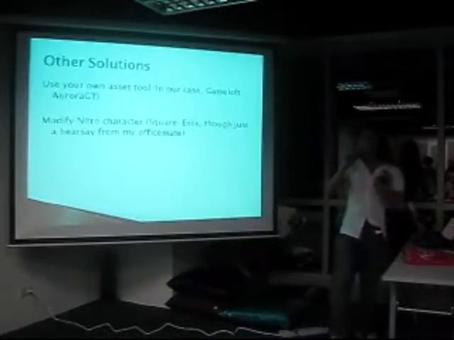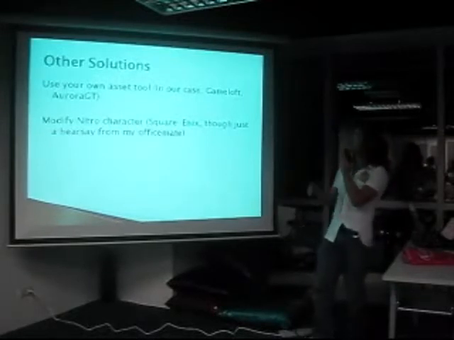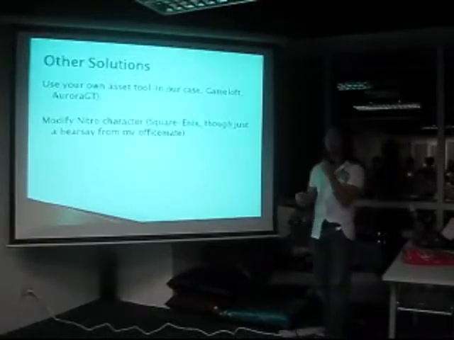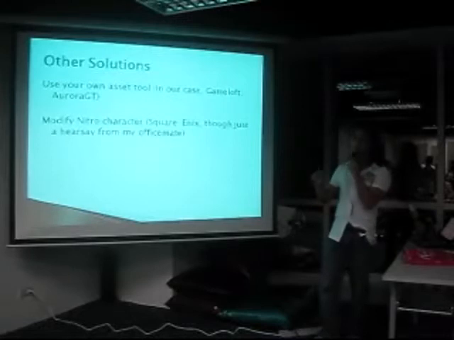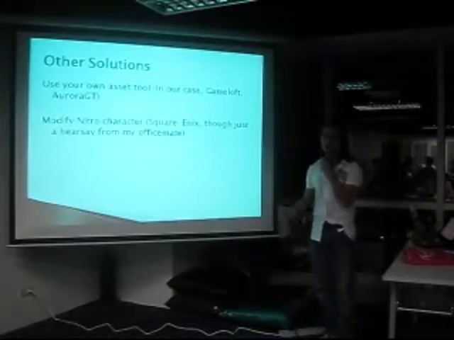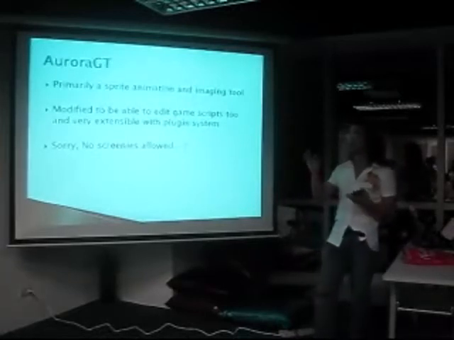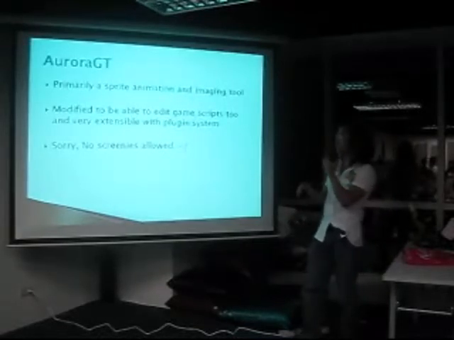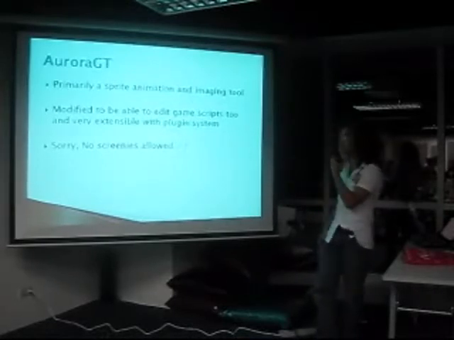Another solution to that Nitro character problem: we use our own asset tool, the Aurora GT. I've heard from an office mate that Square Enix, for Final Fantasy, modified the Nitro character so that it would produce more optimized assets for them, though it's just hearsay. So there you go. Aurora GT is Gameloft's proprietary sprite animation and imaging tool. It's modified also to be able to create game scripts and has a very extensible plugin system.